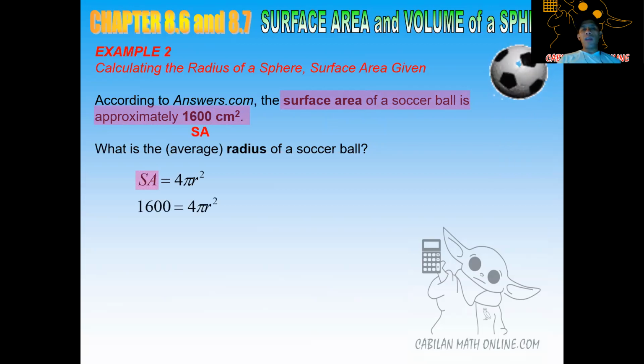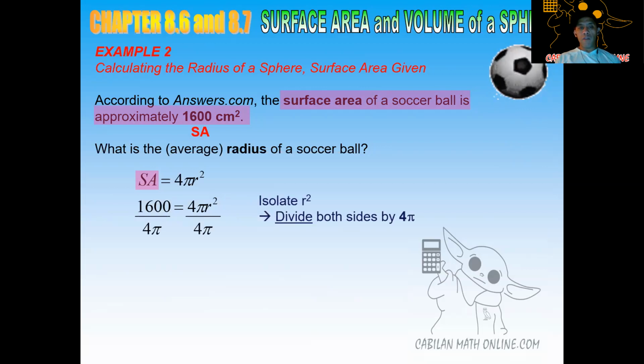Now, remember that the radius here has a square attached to it. So the step where we take the square root will be the last step, so just keep that in mind. The next thing we want to do is isolate the r squared first. The pi and the r squared are grouped together by multiplication, so in our next step we divide both sides by 4 pi.